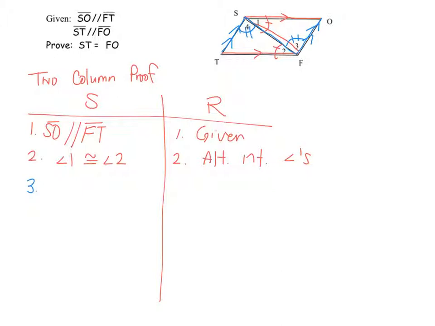First I have to write down that I had the parallel lines. ST was parallel to FO, and that was given. And then I can write down that angle 3 is congruent to angle 4 because they were alternate interior angles.